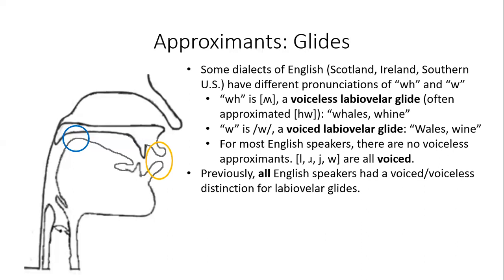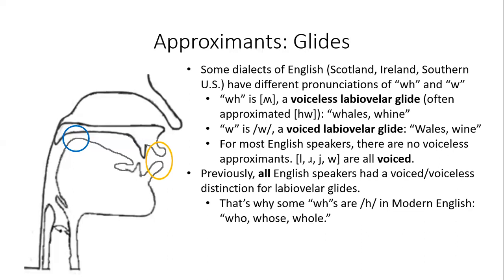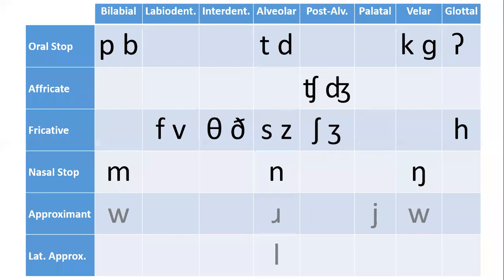It used to be, though, that all English speakers had a voiced and voiceless distinction. This is why this distinction exists in our spelling. And this is why, like we talked about in class a few days ago, the words who, whose, and whole are pronounced with an H because the H part survived, not the W part. So once upon a time, these were pronounced whoo, whoos, and whole, and then they lost their W's.